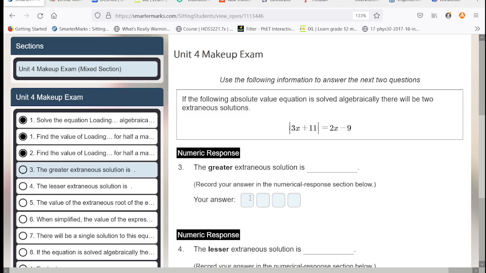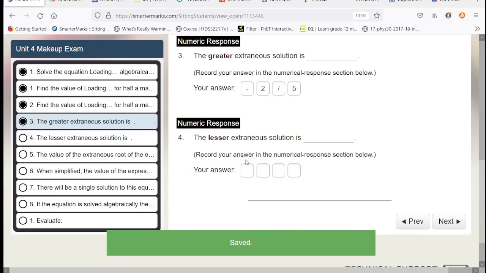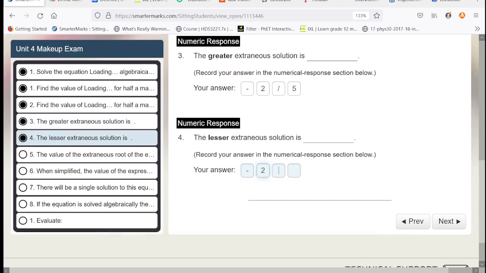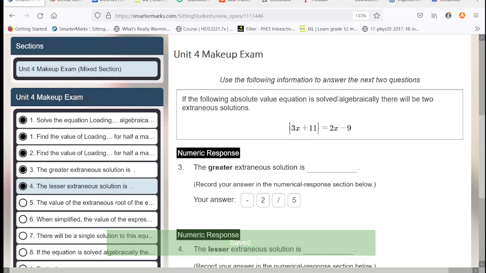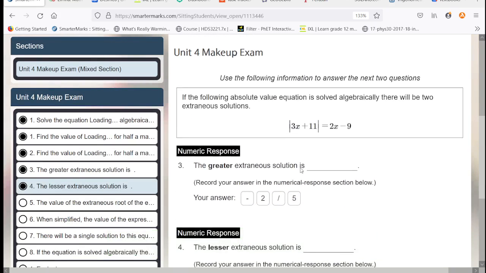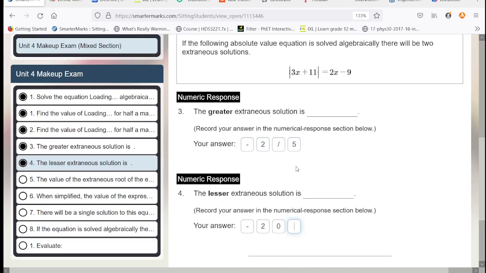These are the two. The greater solution, negative 2 over 5, is greater than negative 20. And negative 0.4 will not get you marks because there's nothing in this question that gives you permission to use decimals.